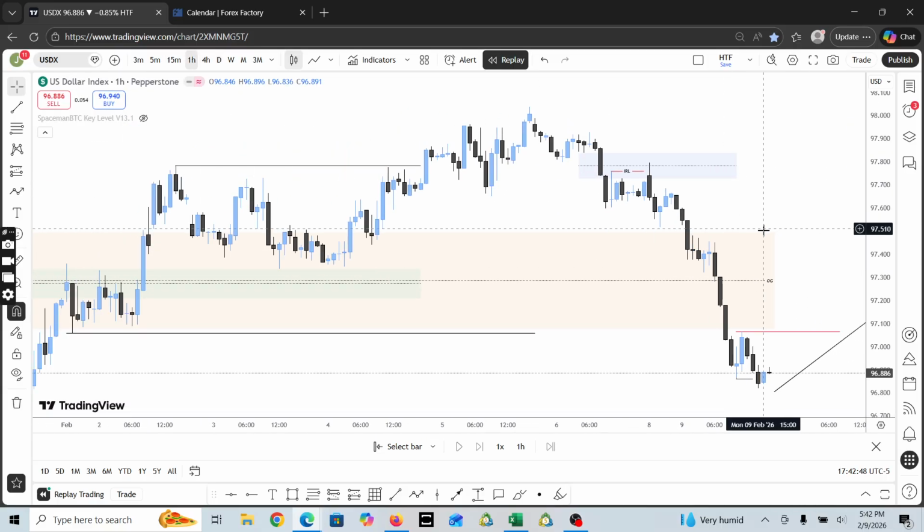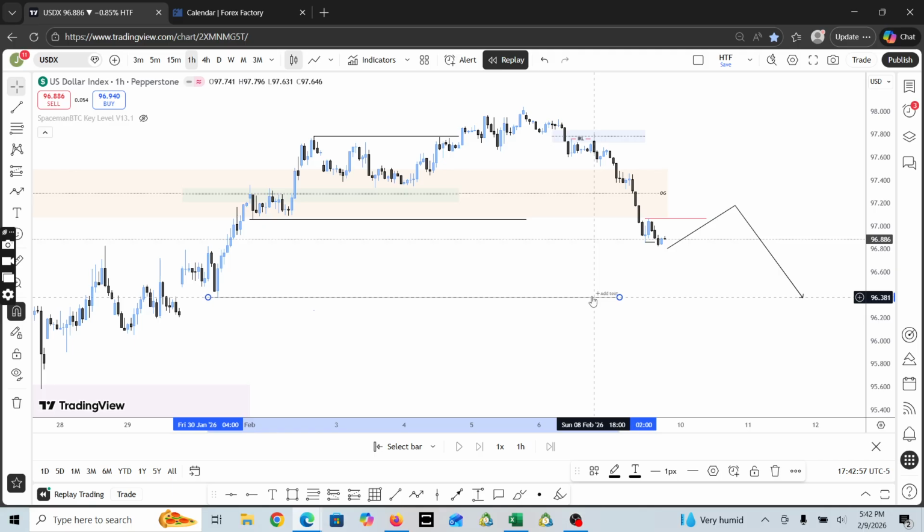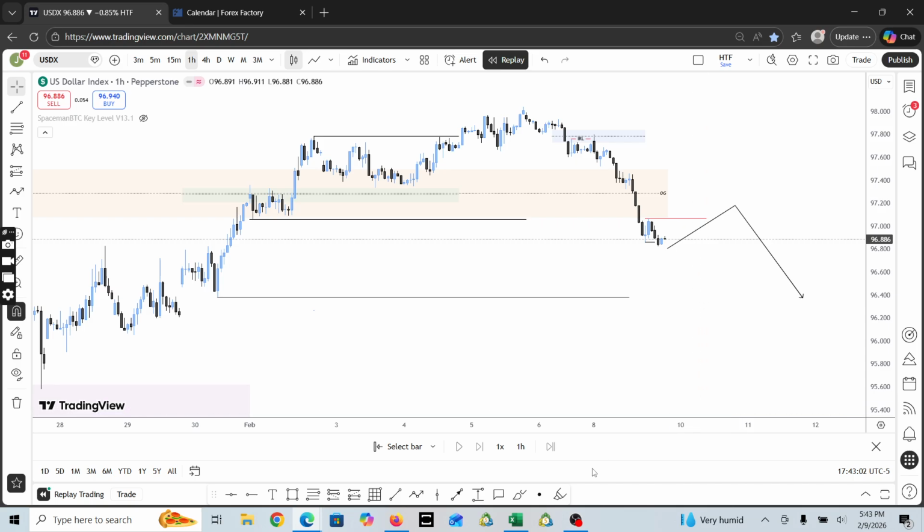On the H1, we expect a run on this high, above this high, and then a continuation to the lower side. But all will make sense when price actually takes out the high, and then we can take it from there.